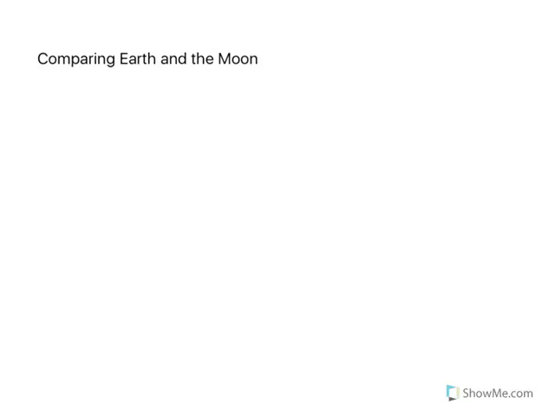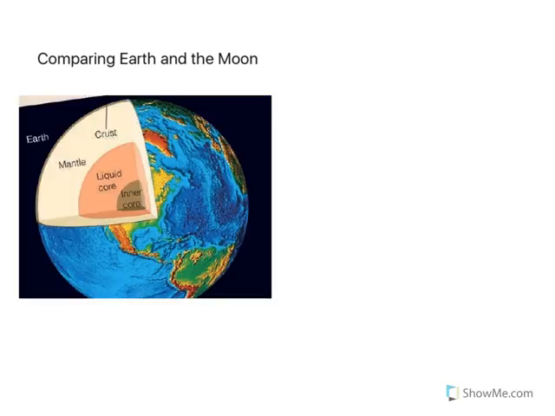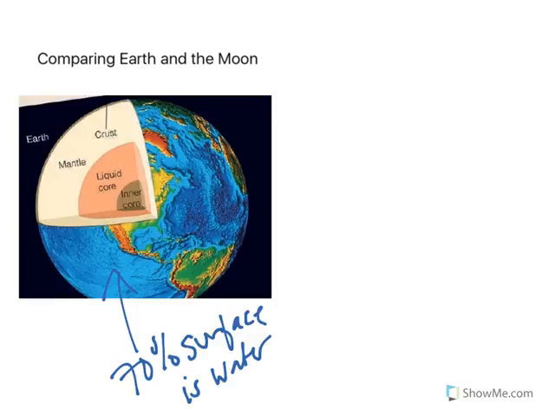In this segment, we're going to compare Earth and Earth's moon. When we look at the surface of Earth, we see that 70% of the surface of Earth is covered in water. And that leaves only 30% for land. Now, underneath the land and underneath the water is called the crust.